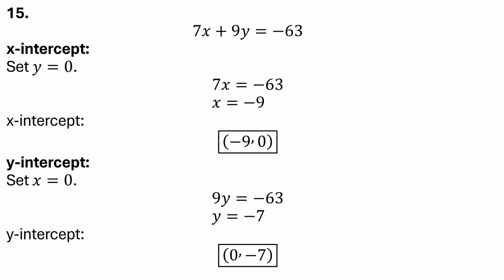To find the x-intercept, set y equal to 0. We get x equals negative 9. To find the y-intercept, set x equal to 0, we get y equals -7.